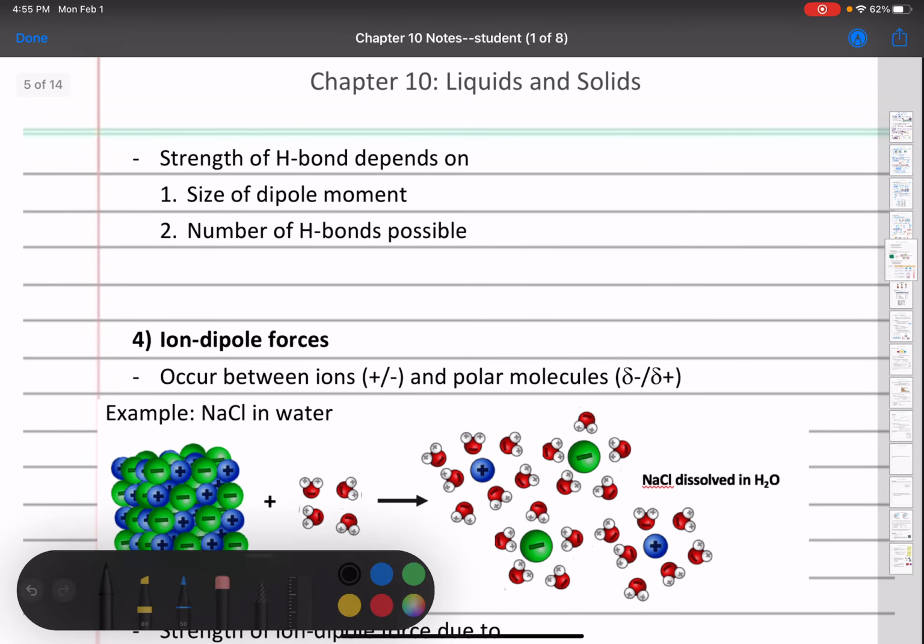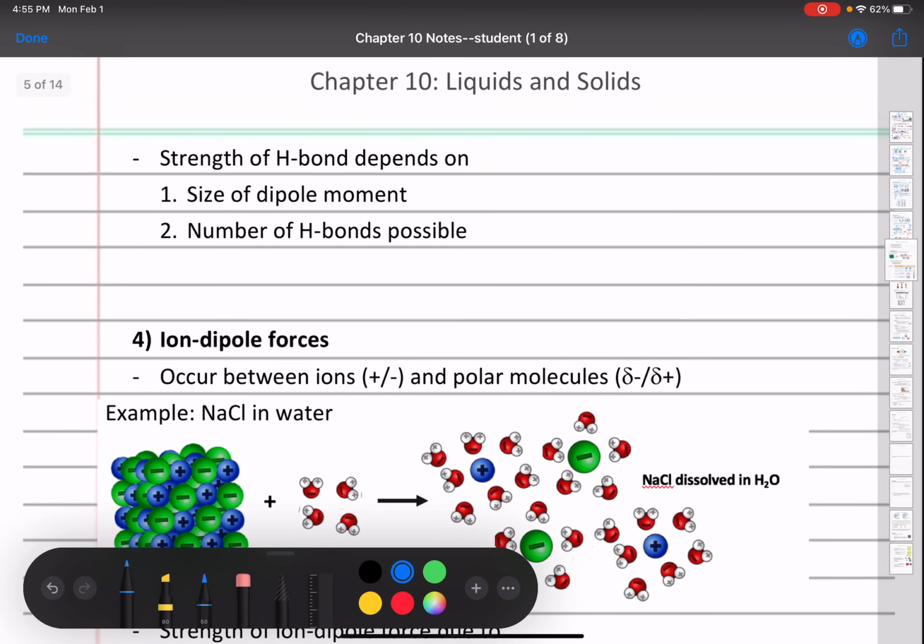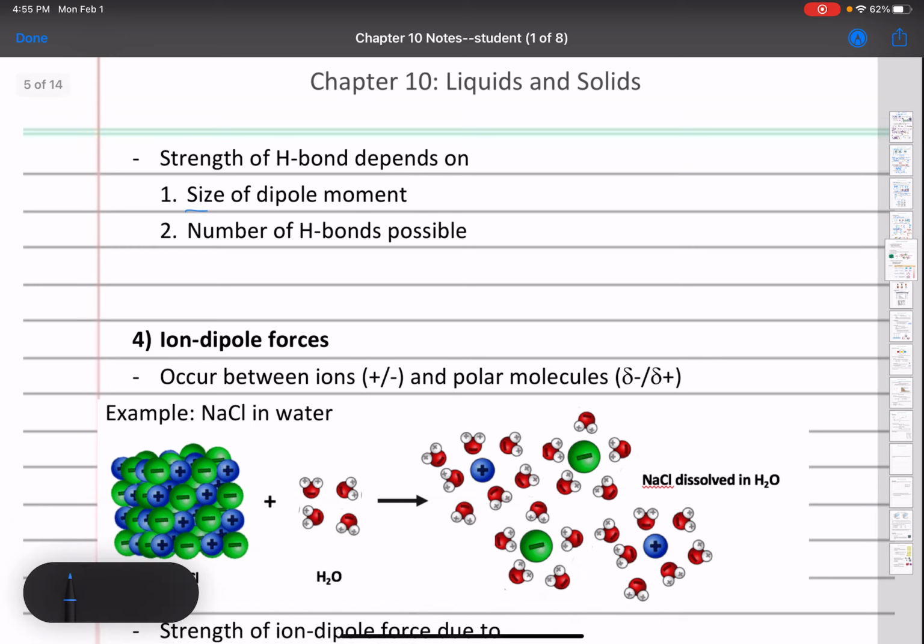So the strength of hydrogen bonds, all right, is going to depend on a couple of things. For one, it will depend on the size of the dipole moment, just like we saw before with polarity. A stronger dipole moment ends up with larger poles, or more partially charged, a larger partial charge, which ends up in greater attraction. Also, the number of hydrogen bonds that are possible.